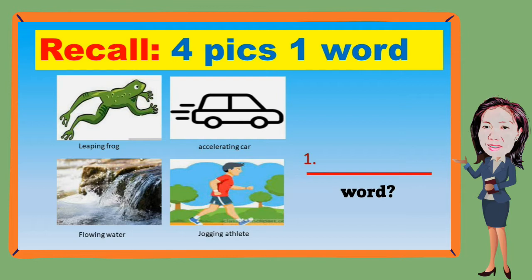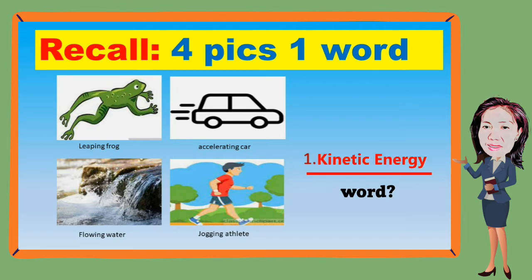This is what we call 4 pics, 1 word. So I'm gonna show you 4 pictures and then you have to identify what is the keyword or the word. So let's start. In your notebook, you write number 1 and then you write your answer. So these are the 4 pictures. The leaping frog, accelerating car, the flowing water, and the jogging athlete. So what do you think is the key word or the word for this?